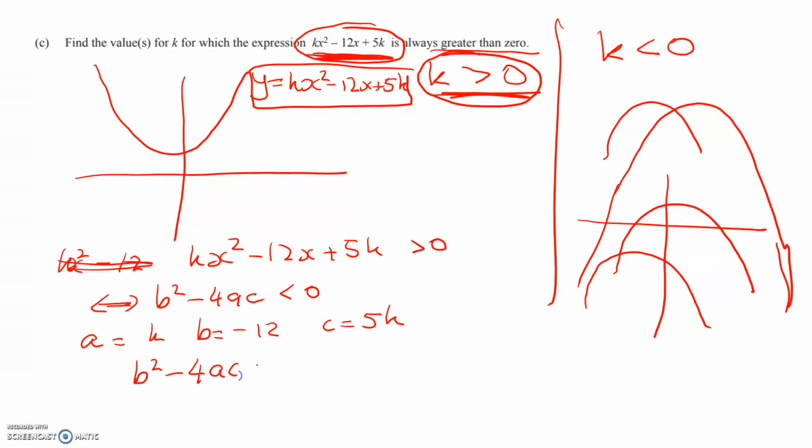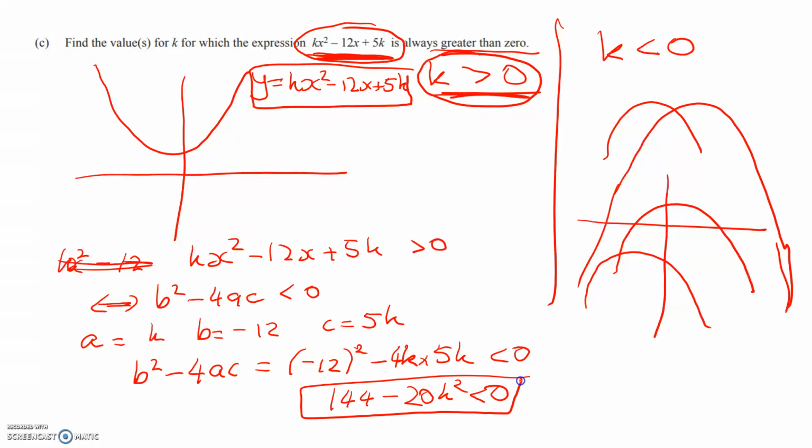b squared minus 4ac is equal to negative 12 squared minus 4 times k times 5k. And that's got to be negative, giving me 144 minus 20k squared is strictly negative. So I'm going to go through from there on the next slide.